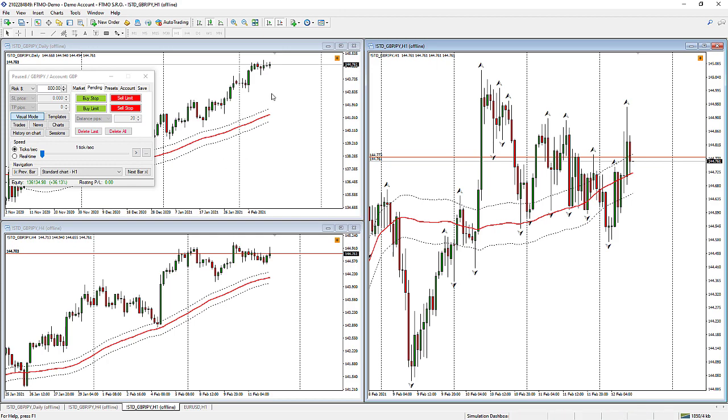So first things first, you can see that the direction of the trend on the daily time frame is actually bullish because price is trading above this 360 period simple moving average on the daily time frame. This bullish trend has now been confirmed by the trend on the 4-hour time frame because price is also trading above this 360 period simple moving average on the 4-hour time frame.